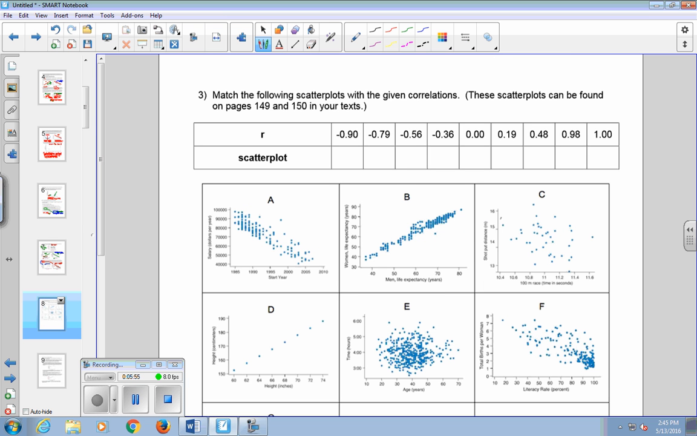Okay, number 3 is a matching exercise. I'm going to go through the directions, but you may want to press pause after that. I'm going to press pause as well to fill in the answers. Once you've given yourself a chance to try it, you can press play.